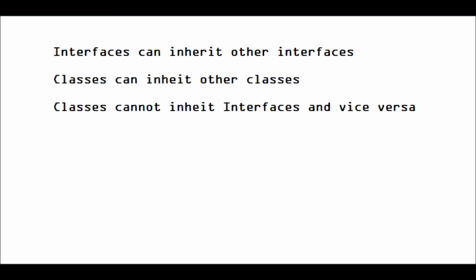Interfaces can also inherit other interfaces. Classes can inherit other classes, but classes cannot inherit interfaces, and vice versa. I mean, that kind of makes sense because they're not even remotely interchangeable. So yeah, that's how that works.